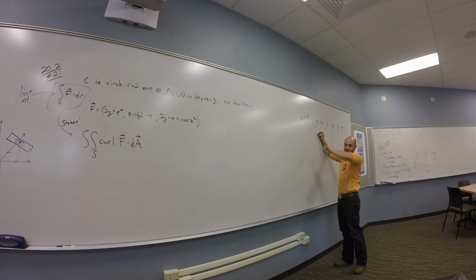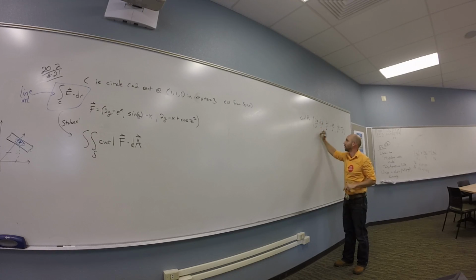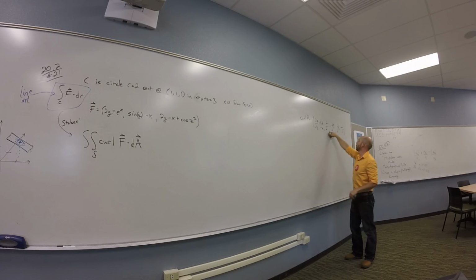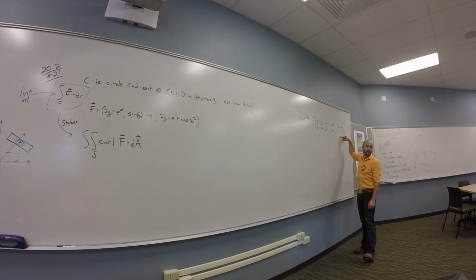So Z's opposite, not X, is Y. Y's opposite, not X, is Z. This is the Y slot, so X's opposite, not Y, is Z. Z's opposite, not Y, is X. This is the Z slot. So that's Y's opposite that's not Z, is X, and X's opposite that's not Z is Y.